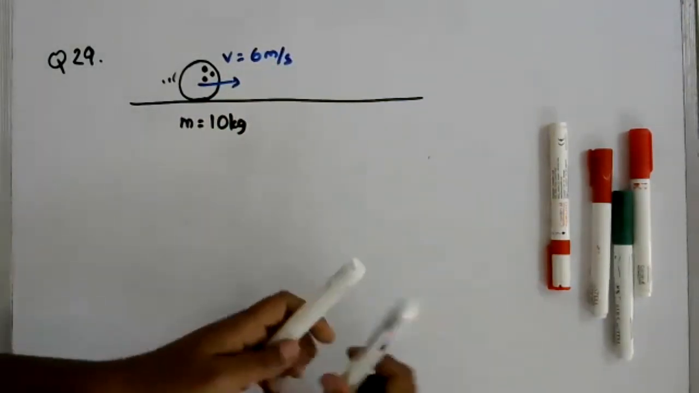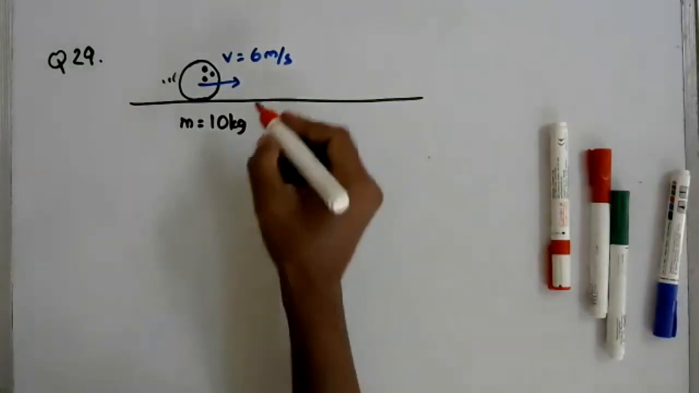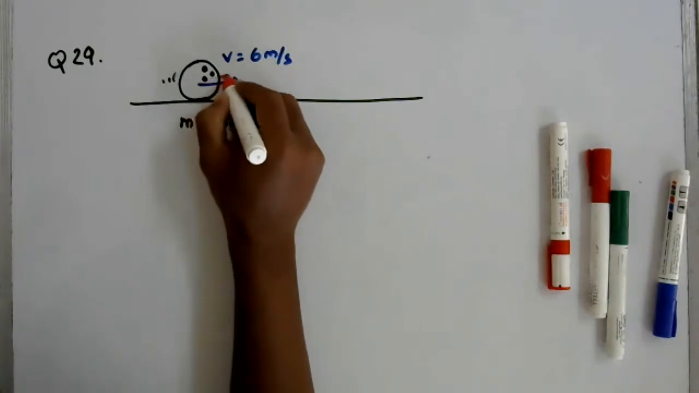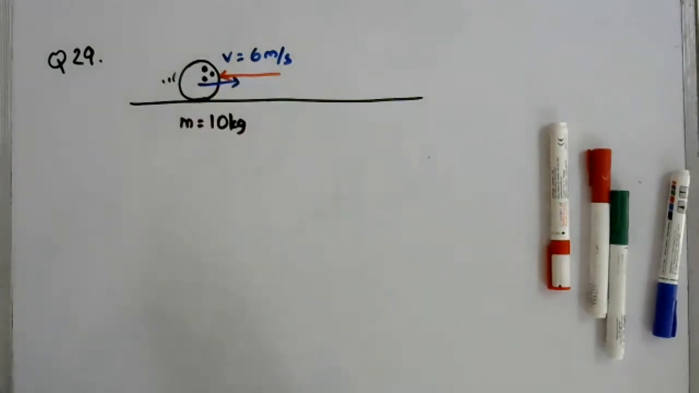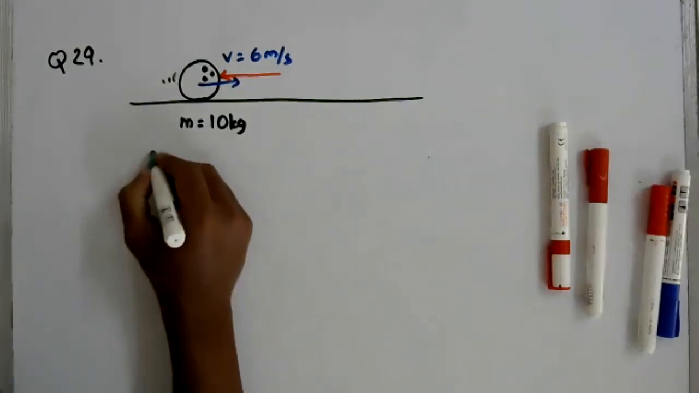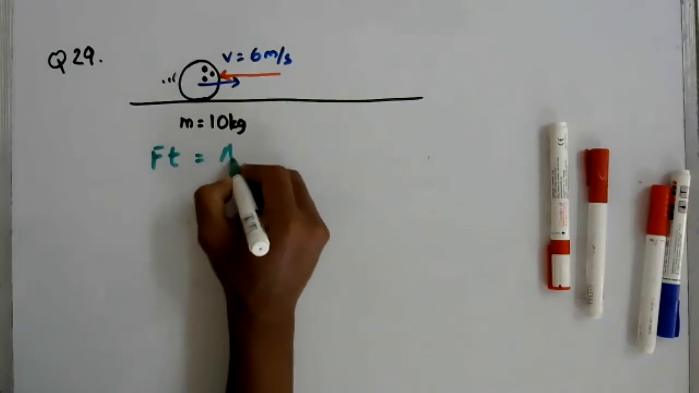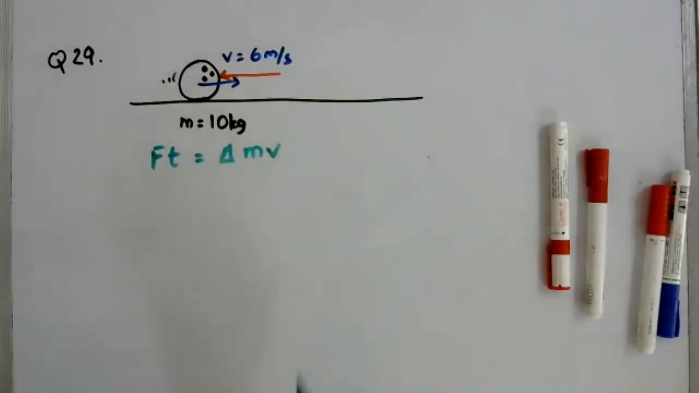So basically what is being asked is, if you need to stop this bowling ball, you have to apply a force on it, and you have to apply the force for a certain period of time. Impulse is the question. So impulse we know is F t, and that is equal to the change in momentum, delta m v.